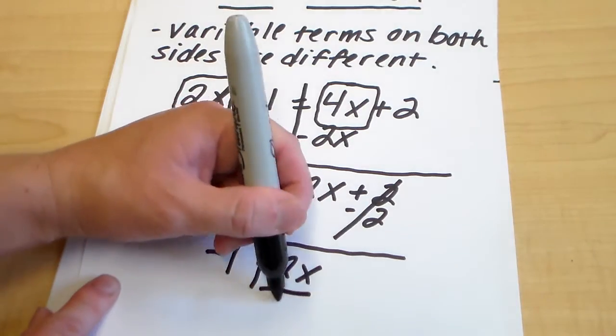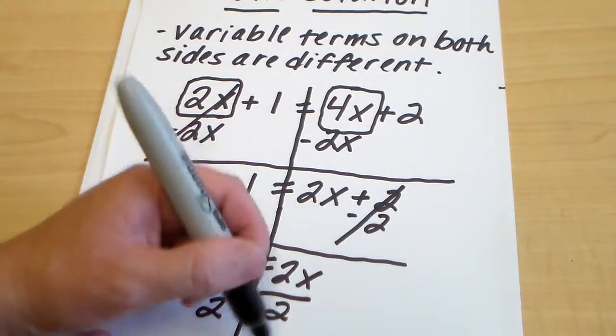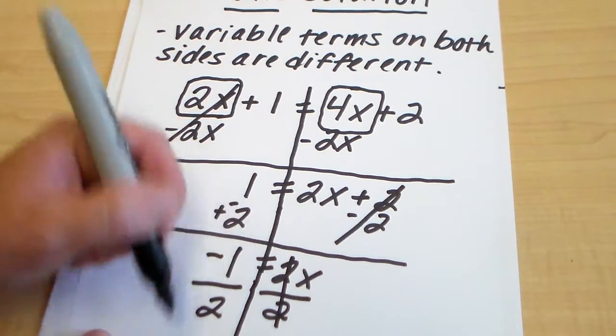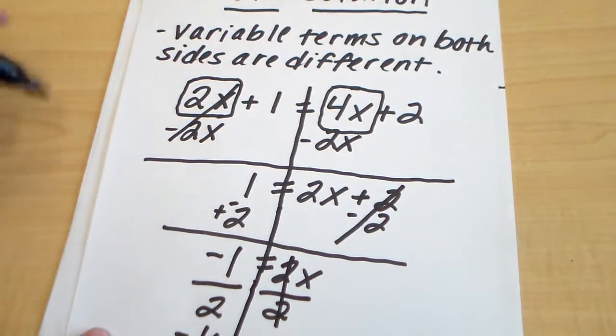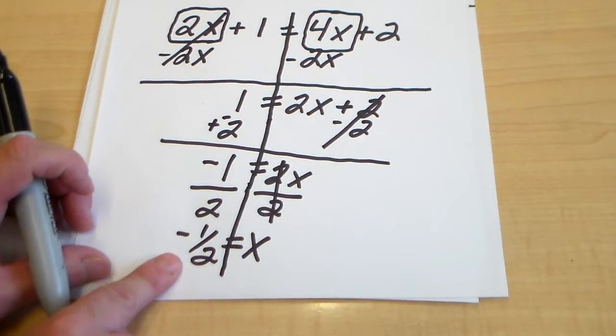Last step, let's divide by 2. Divide by 2. So x equals negative 1/2. And that is one solution. X equals one thing. And that's all that x can be.